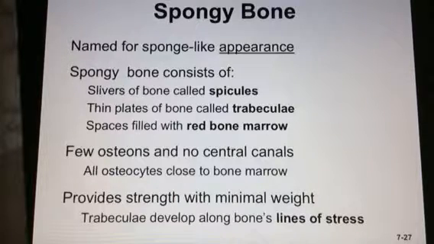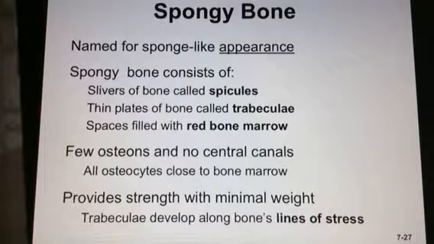Okay, we left off with just a couple more histology things to mention, spongy bone and bone marrow, and then we'll go into ossification in this video. So spongy bone is called that for its sponge-like appearance. The slivers of bone are called spicules. The thin plates are called trabeculae, and the spaces are filled with red bone marrow.